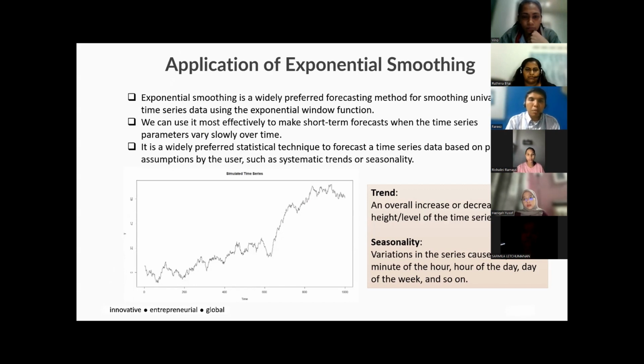Okay. I will present the application of exponential smoothing, which is a widely preferred forecasting method for smoothing univariate time series data using the exponential window function. Exponential smoothing is used for short-term forecasts when the time series parameters vary slowly over time. It is a widely preferred statistical technique to forecast time series based on prior assumptions by the user, such as systematic trends or seasonality. So please pay attention to the simulated time series graph. The method used for exponential smoothing depends on the trend and also on the seasonality.